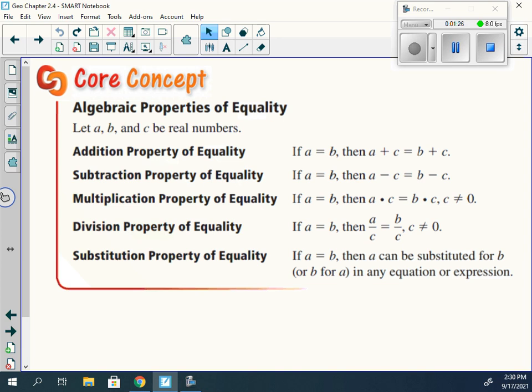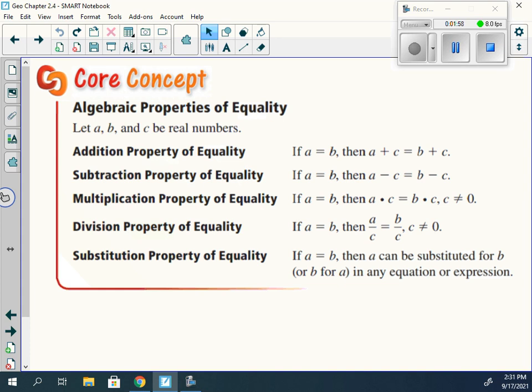Now these are listed on your note sheet and they are on the reference sheet. And we have these here, the addition property of equality. If A equals B, then A plus C is equal to B plus C. The addition property of equality says I can add the same thing to both sides, and the equation is still equal. So I can add 2 to both sides of the equation, and it doesn't change anything. The subtraction property of equality, if A plus B equals C, then A minus C is equal to B minus C. I can subtract the same thing from both sides.